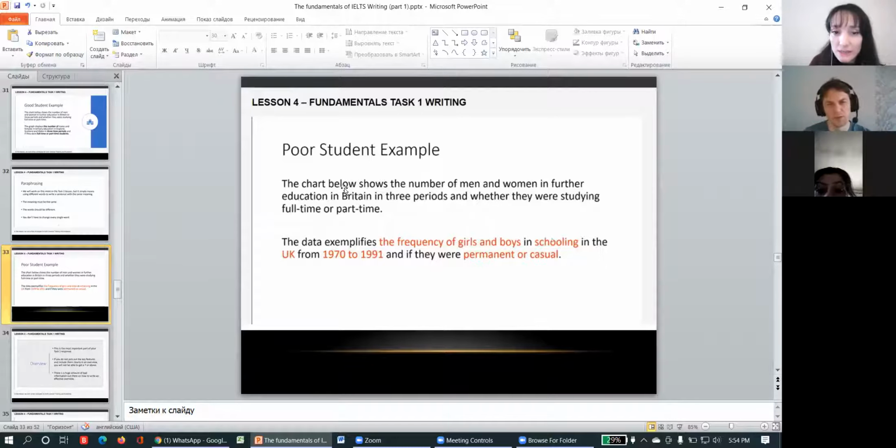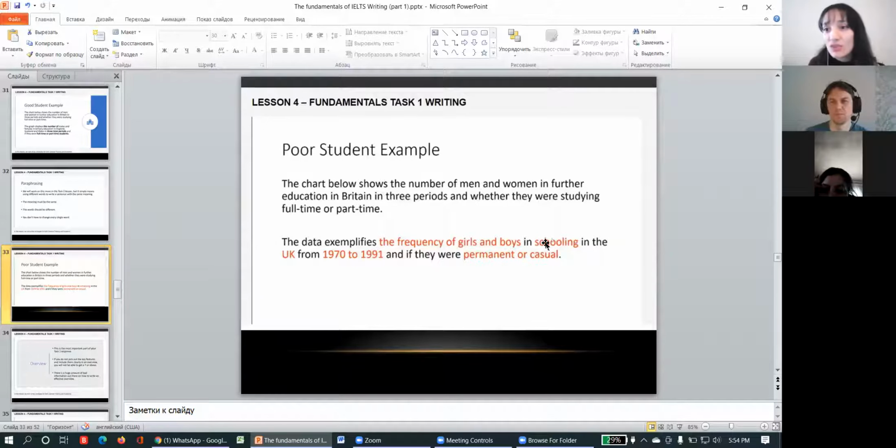So what he did, the chart below shows, exemplifies, it's okay. But the frequency, the number is not the same as frequency. It's a different word. Men and women changed to girls and boys. So a boy is different from a man, and a woman is different from a girl.